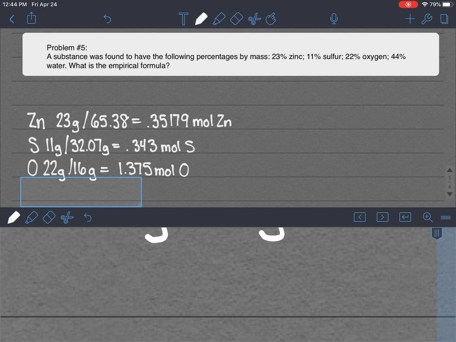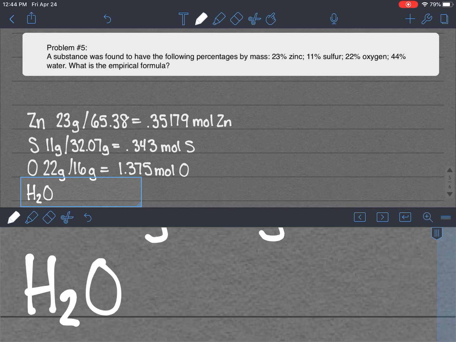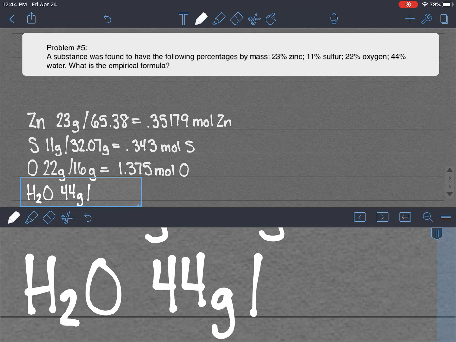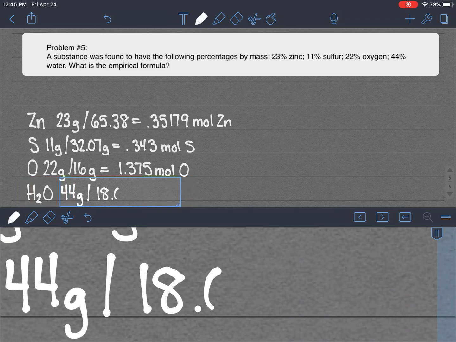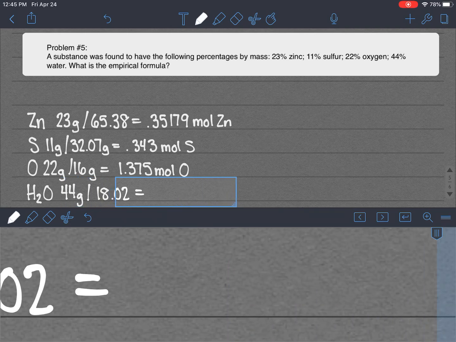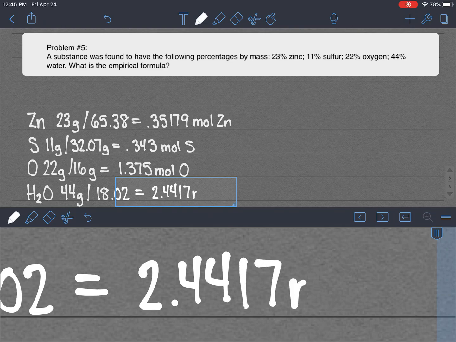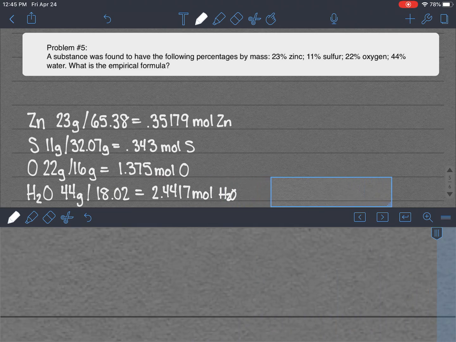Now for water, this is a little bit different. We haven't done this before. It says 44% of this compound is water. So we're just going to write down water, but we're going to do the exact same thing. We'll assume 100 grams, so we have 44 grams of water. Now, instead of dividing by individual hydrogen and individual oxygen, we'll just divide by the molar mass of water, 18.02. And again, I'm expecting this number to be bigger than some of the others, because it's what's going to be attached to my compound. So it's 2.4417 moles of water.